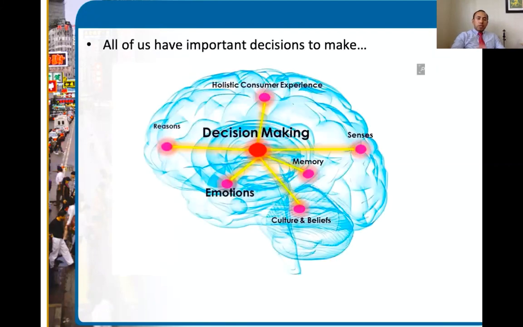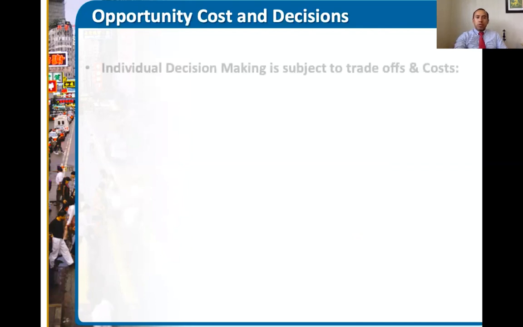Now, in today's world, all of us have important decisions to make. A lot of things are happening in today's society. Things are changing. Decisions are going to be based on rational financial reasoning, and in the best interest of the public. For this section, we're looking to focus specifically on the costs of decision making.